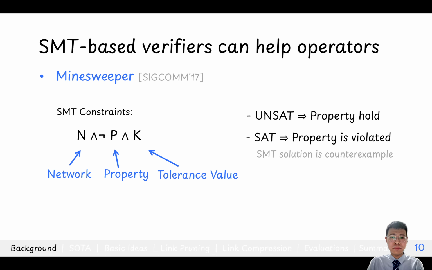The earliest method, Minesweeper, introduces an SMT-based encoding framework that is still widely used today. Specifically, it encodes the verification problem into a set of SMT constraints. Here, A represents the network, P represents the property, and K represents the fault tolerance requirement. If the constraints are unsatisfiable, it means the property holds. Otherwise, if the constraints are satisfiable, the property is violated, and the SMT solution provides a counterexample.